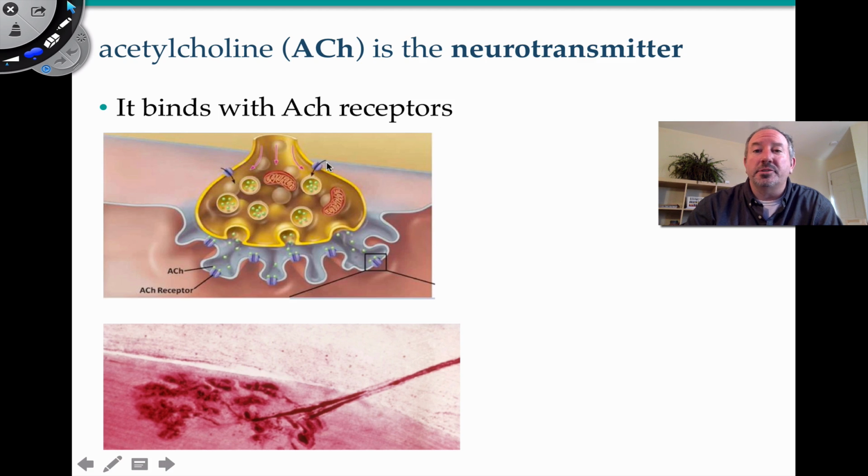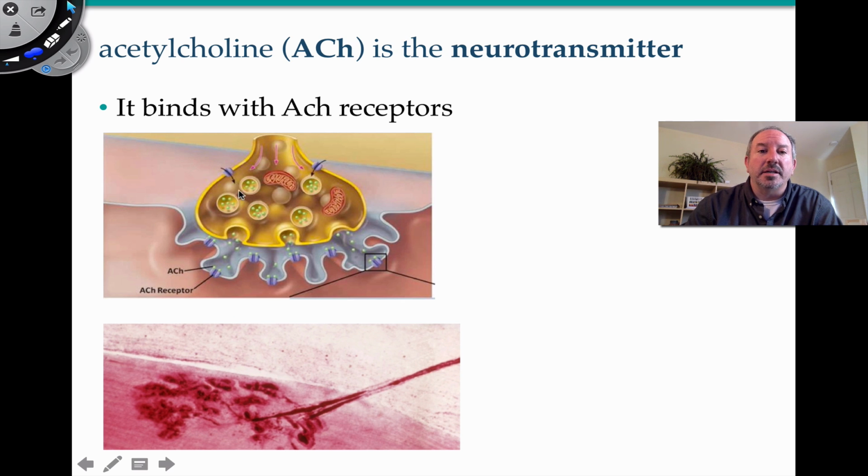This is a really nice picture, I think, of the axon of a motor neuron. And you can see here's the axon of a motor neuron. Down here in red is the muscle cell itself. And then here are the axons. They're sort of like little pads right there.